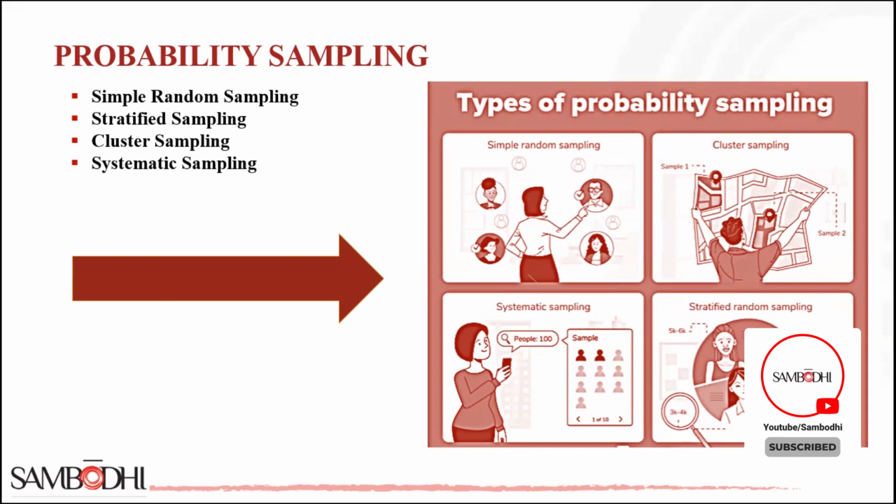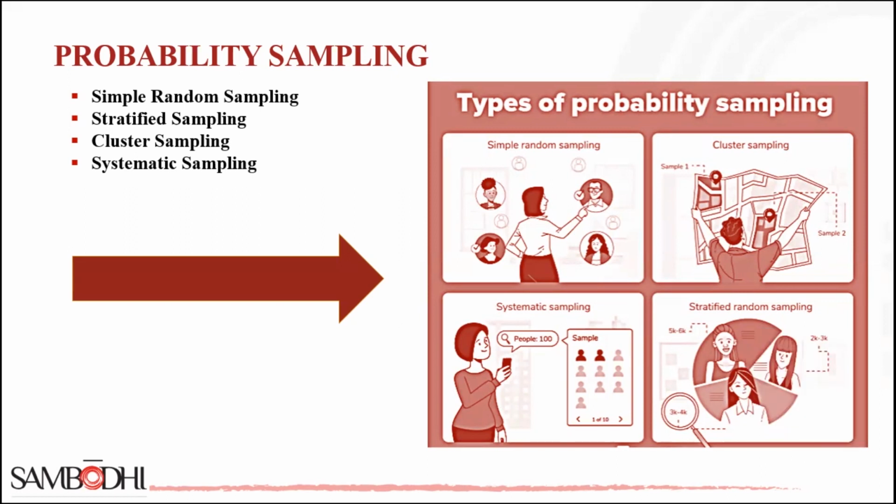So I hope you have got a better understanding of probability sampling, because before moving into the types, you need to have a clear understanding of what probability sampling is, and hence later we'll get the proper gist of the types.